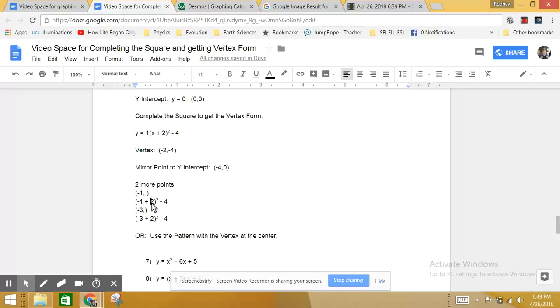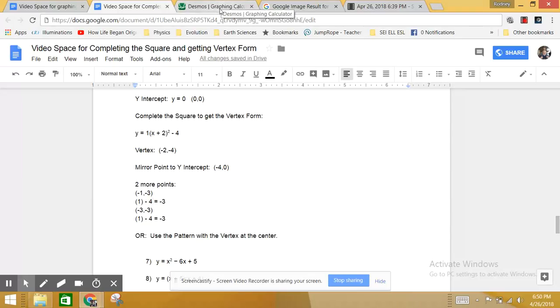So -1 plus 2 is 1. So 1 squared is just 1. So I got 1 minus 4, and 1 minus 4 is -3. Down here, instead of 1 squared, I'm going to end up with -1 squared. Same thing. That's just going to be 1. And 1 minus 4 hasn't changed. It's still -3. So my 2 points are -1, -3, and -3, -3.